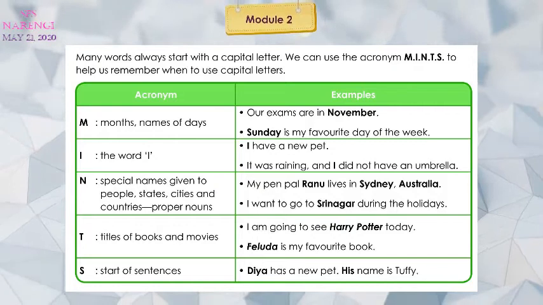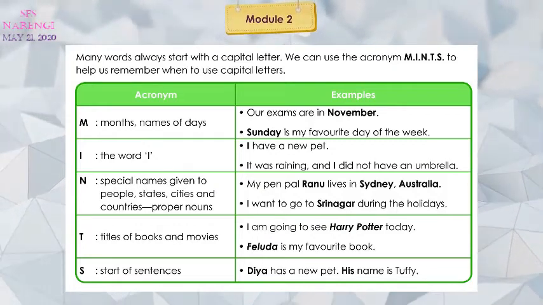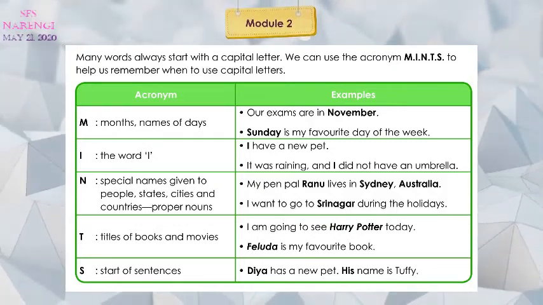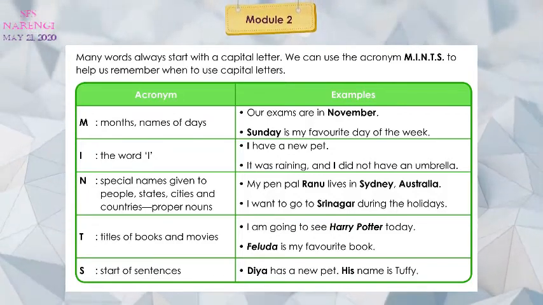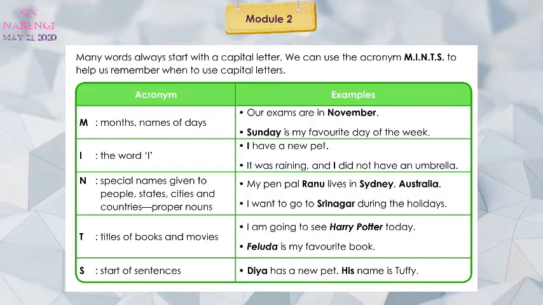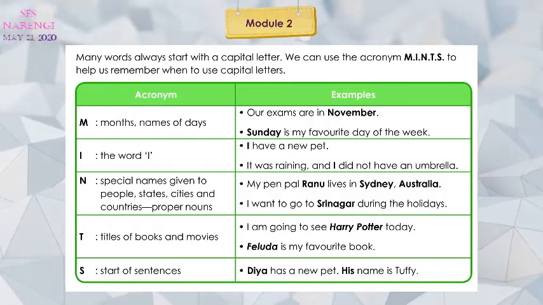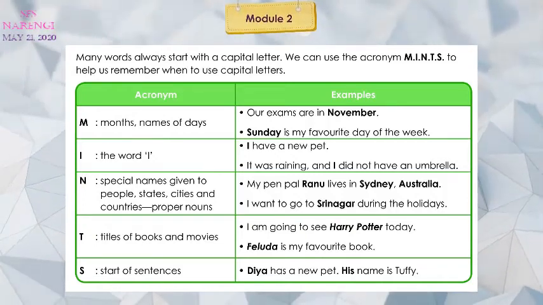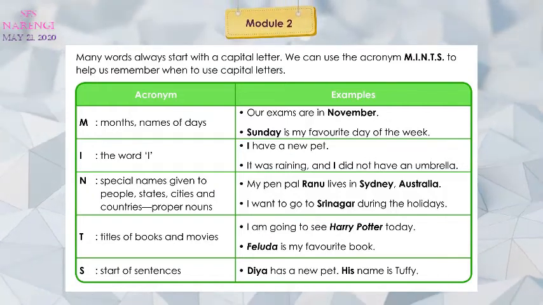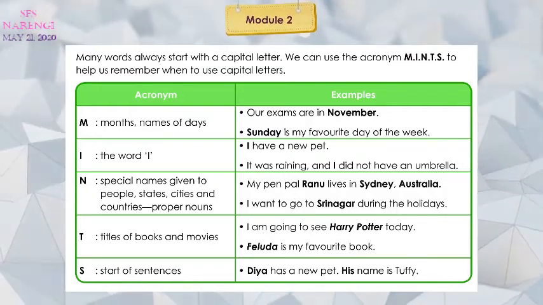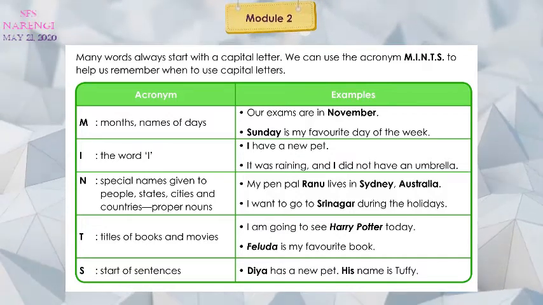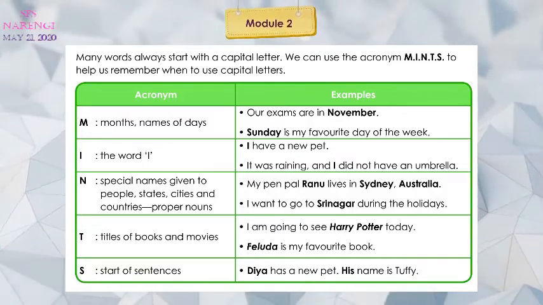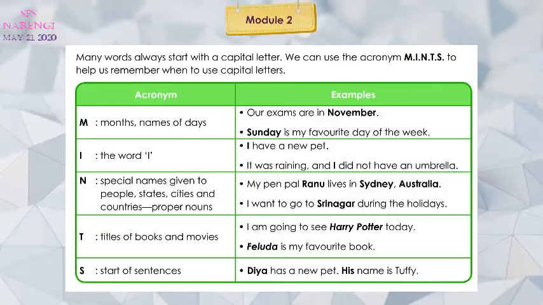Have you watched that movie? I guess you have, right? So it is a name of a movie and the names of movies are always written in capital. Then the next example is Feluda is my favorite book. So remember, my dear children, that names of books are always written in capital.